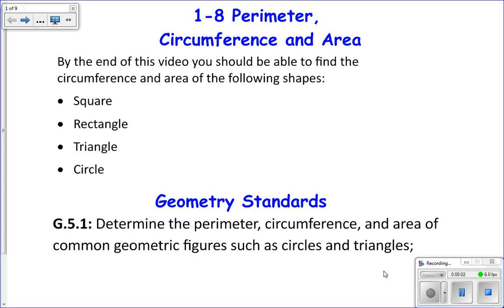This video is about finding the perimeter or circumference and area of some common geometric shapes: squares, rectangles, triangles, circles. If you feel pretty comfortable with these ideas, feel free to go quickly through this video. If you're not so familiar with them, then by all means take your time, because these are some important ideas that we'll hit several times throughout this year.